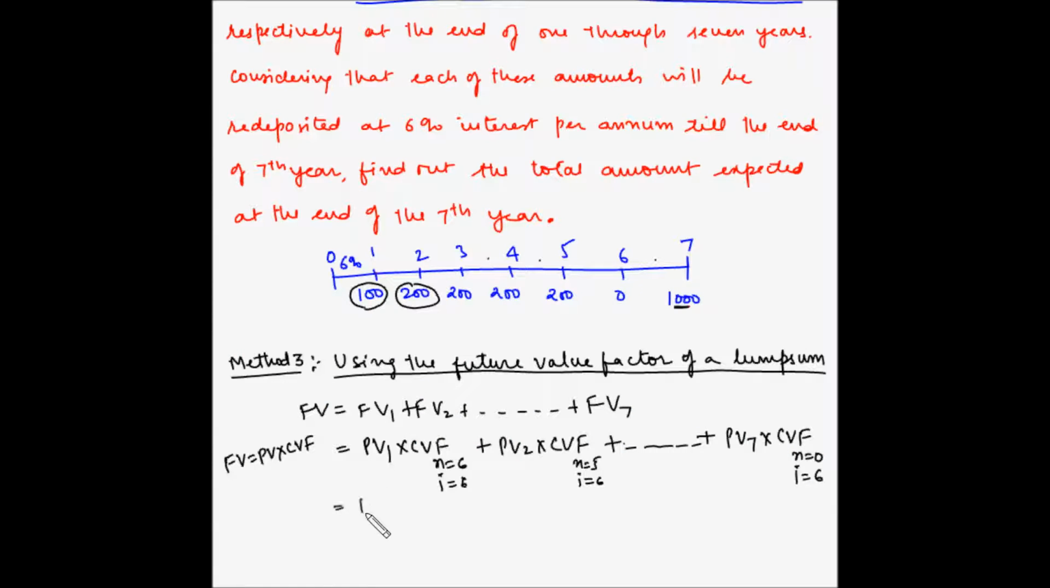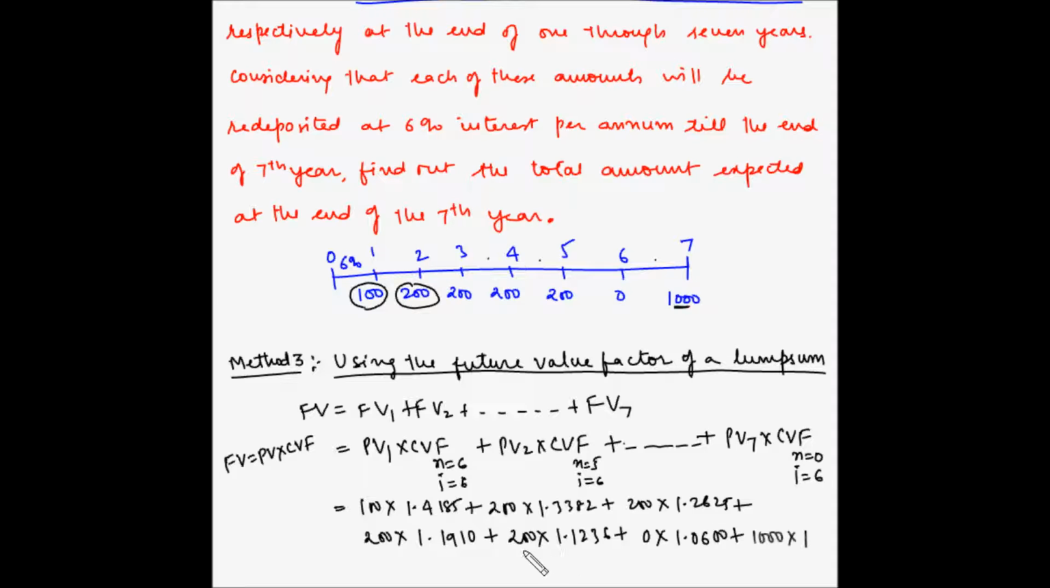So PV1 is 100 into CVF, n is 6 and I is 6, which is 1.4185 plus. So let me write down these values. So these are the values. Now let's calculate this using a scientific calculator.